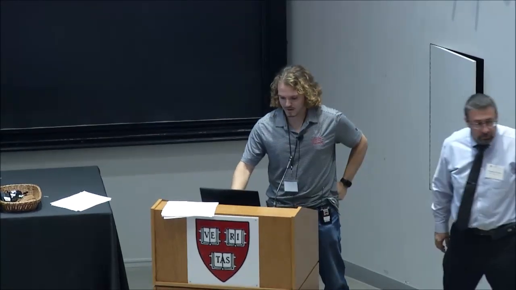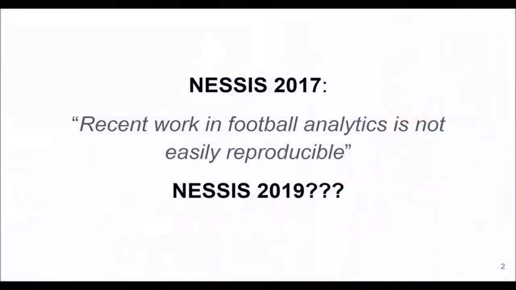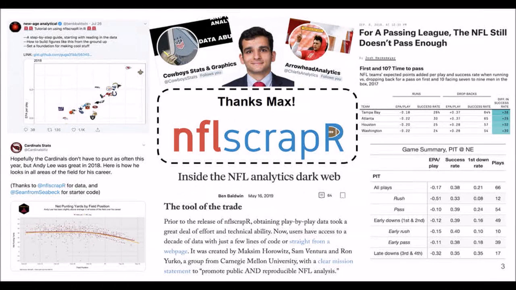All right, good morning. Two years ago, I began my NESSIS presentation with a rather bleak statement about the state of football analytics. Now in 2019, I'm very proud to think that things have definitely improved. In large part, this is due to Max Horowitz creating the NFL Scraper package in R, which has allowed people to access play-by-play data quite easily through R. We've seen websites such as The Athletic and 538 feature data from our package and use the models we have. And this has inspired individuals to do this on their own.